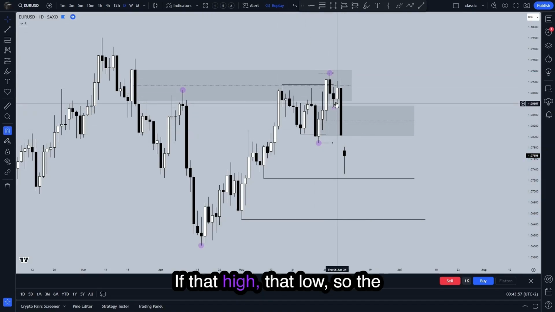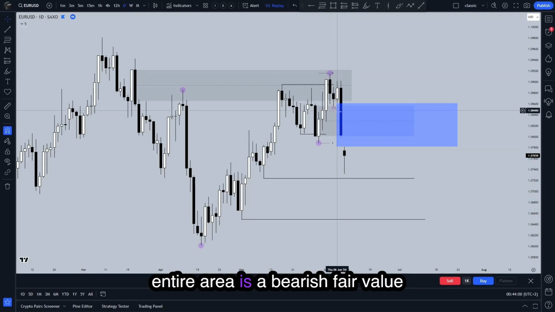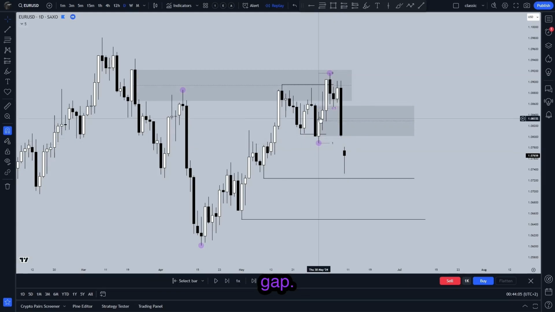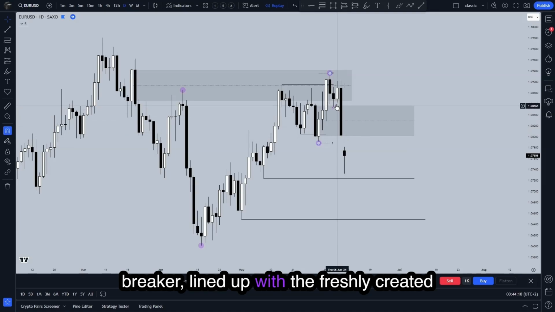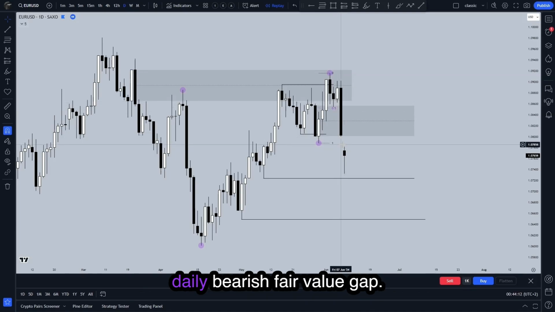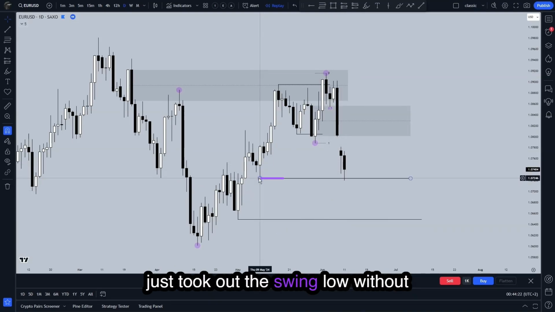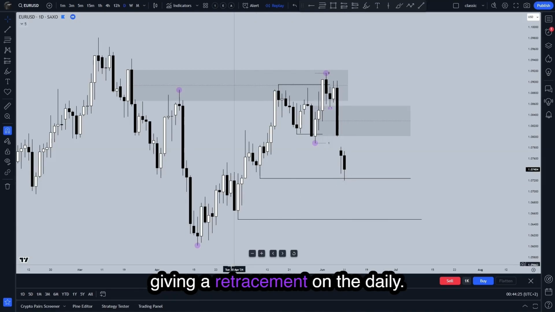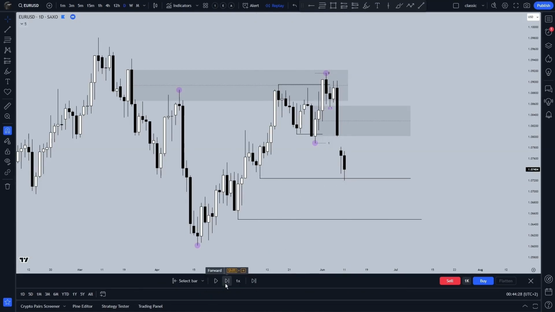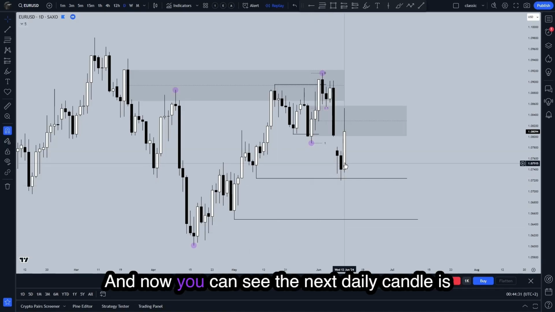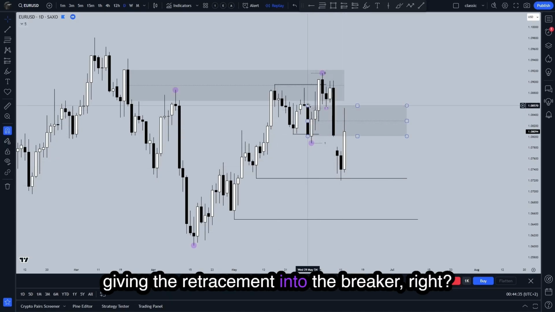Have that high, that low, so the entire area is a bearish value gap. So we have an inverse PD array, the breaker, lined up with the freshly created daily bearish value gap. So let's see what price is doing. Price just took out the swing low without giving a retracement on the daily. And now you can see the next daily candle is giving the retracement into the breaker, right?